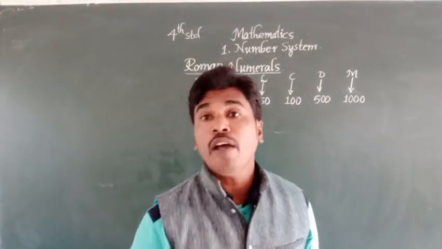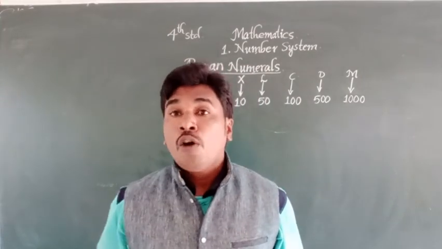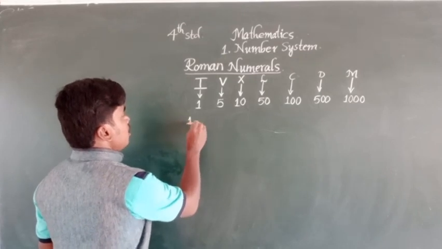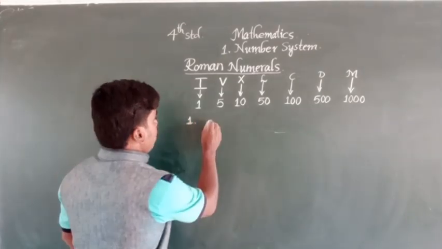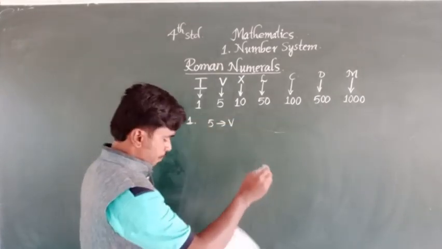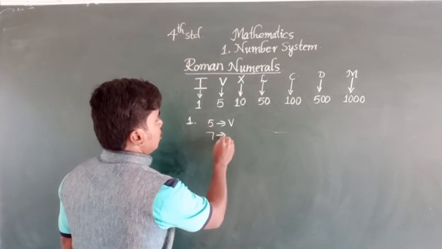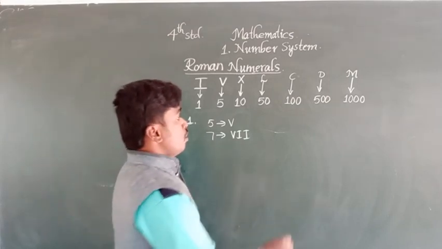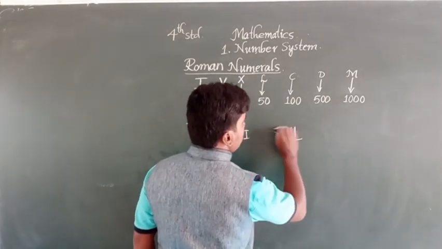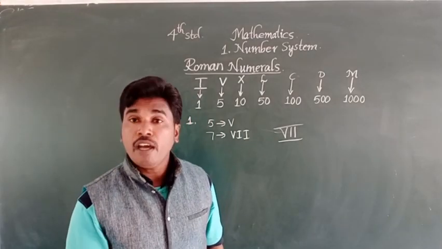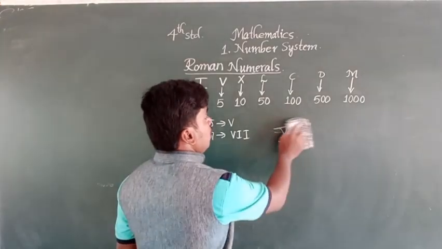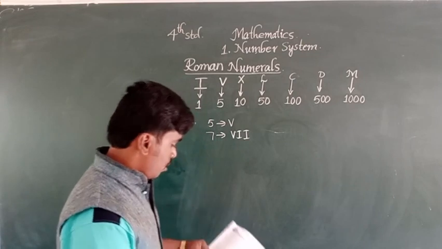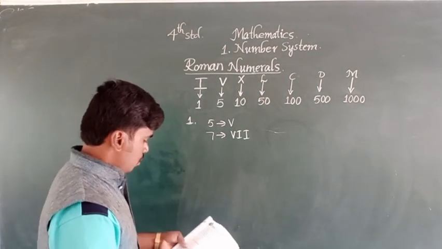They have given Hindu-Arabic numbers. You should write it into Roman numerals. So first one, it is 5. How to write 5? V. 7, VII. Once again, I am repeating, dear students, don't write it as V I like this. When I am observing in the class, if you are repeating, then it is found that it is the wrong way.